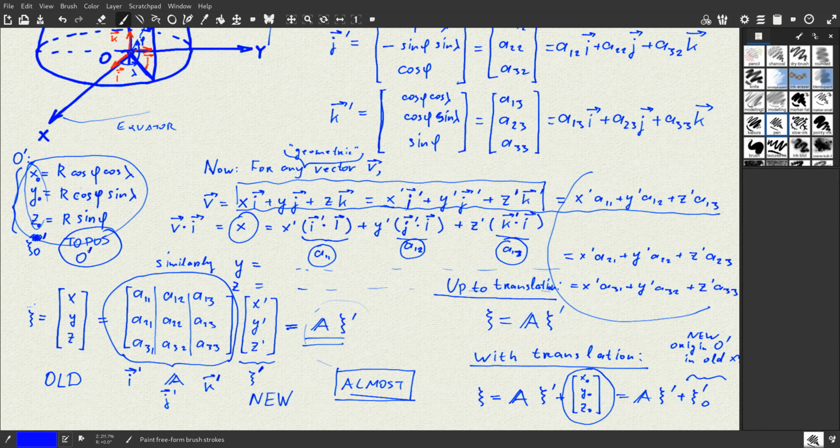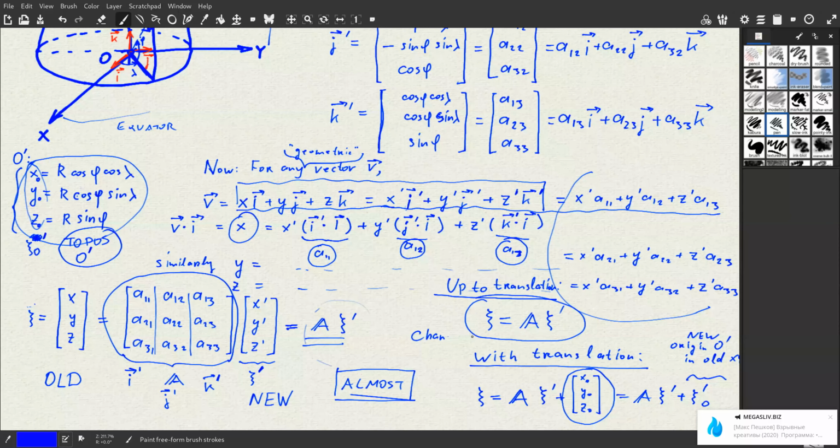So you see, changing the basis is really what we have done here. One basis is i, j, k, and another one is i prime, j prime, k prime, right? So when we do a change of basis, then we arrive at this formula without translation. Xi equals a certain matrix A times xi prime, as we did. So this is actually change of basis.